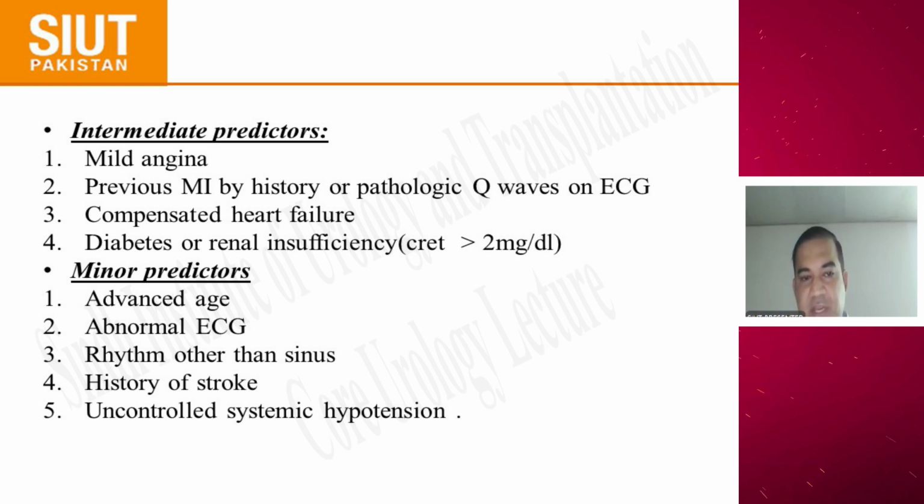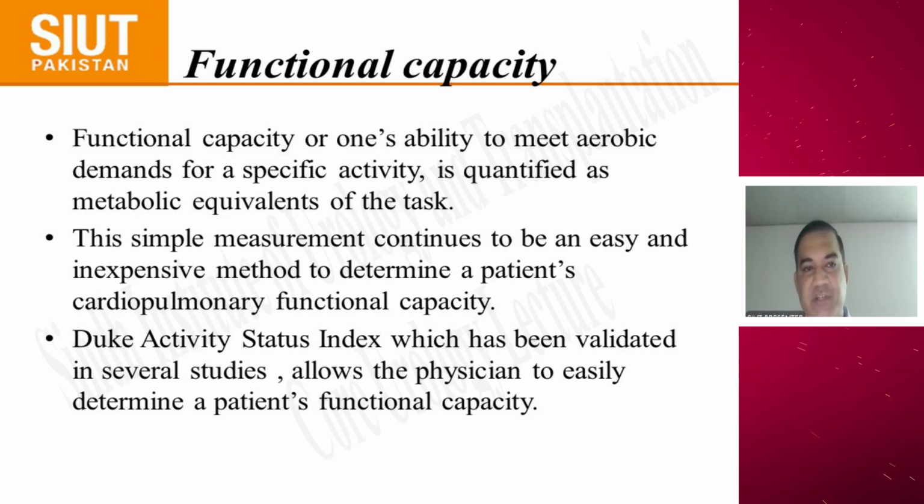Minor predictors: advanced age, abnormal ECG, rhythm other than sinus, history of stroke, and uncontrolled systemic hypertension. Functional capacity. Functional capacity, or one's ability to meet aerobic demands for a specific activity, is quantified as metabolic equivalents of the task. This simple measurement continues to be an easy and inexpensive method to determine patients' cardiopulmonary functional capacity.